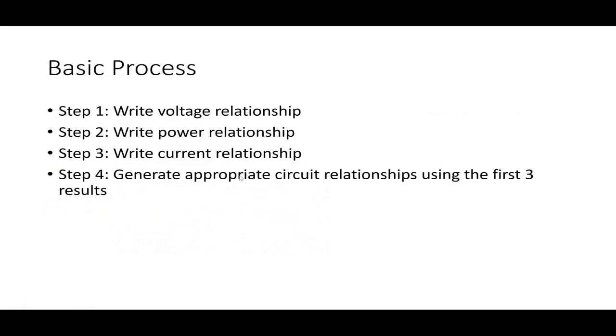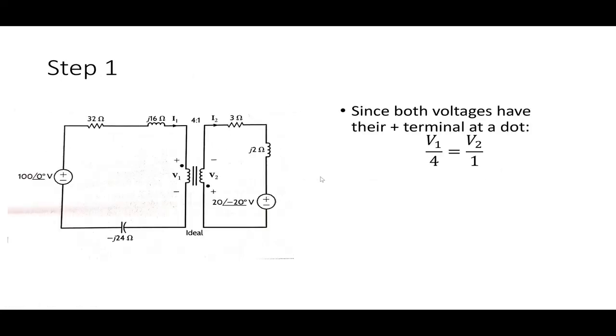If I wanted to do that, our basic process unfolds in 4 steps. First, I'm going to write the voltage relationship. Then I'm going to write the power relationship. Then I'm going to use those two to get the current relationship. And then I'm going to use my basic circuit analysis tools to take those results from the first 3 steps to solve for whatever it is I want. So let's go through that process.